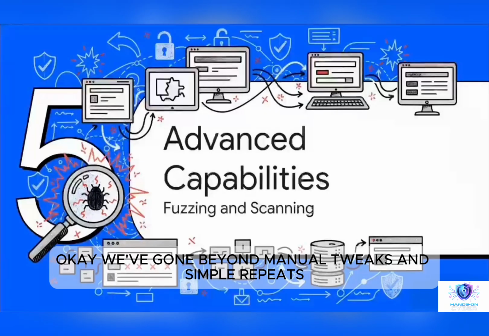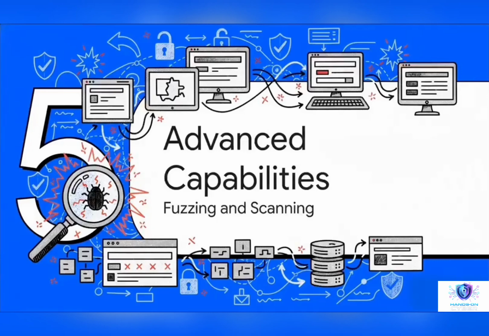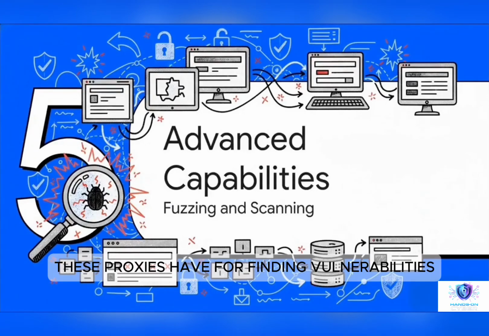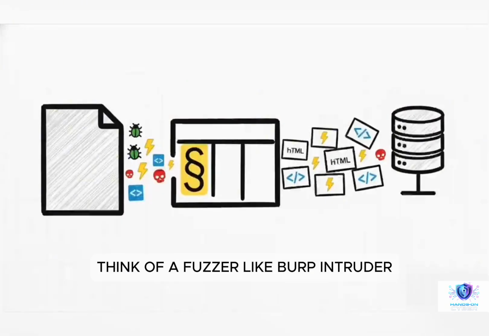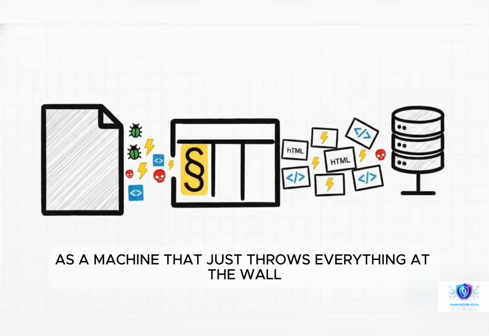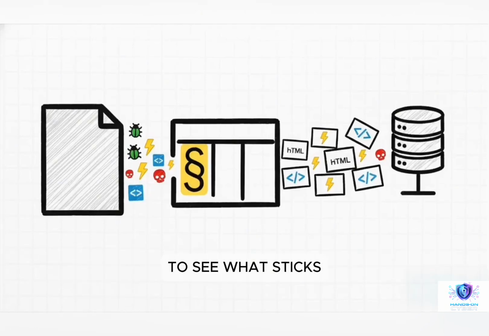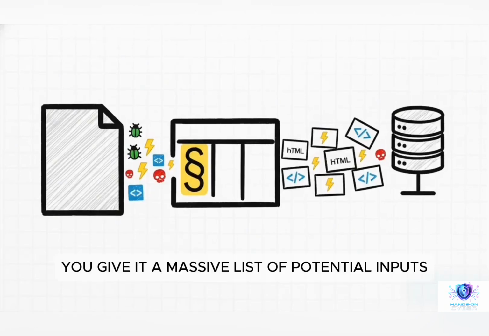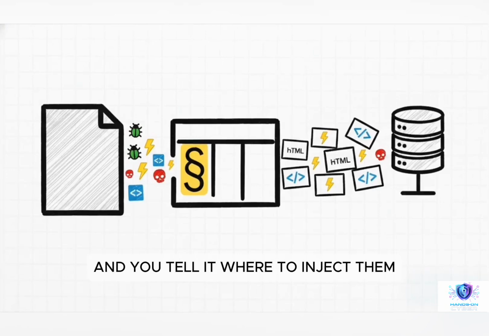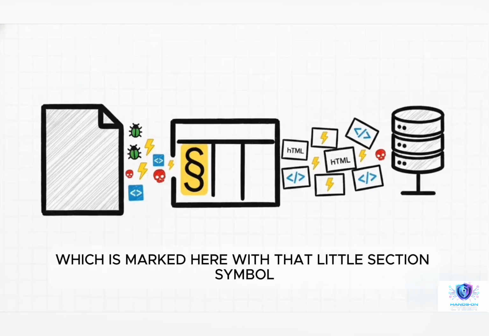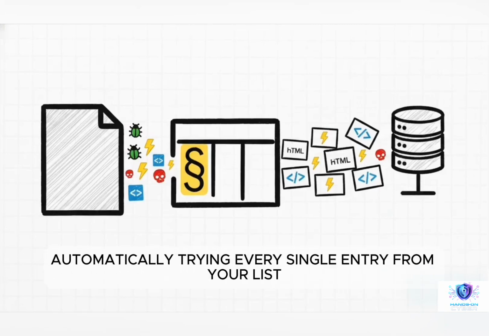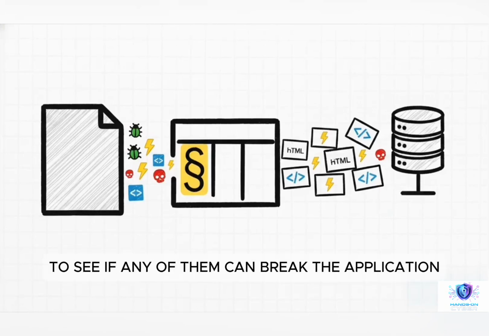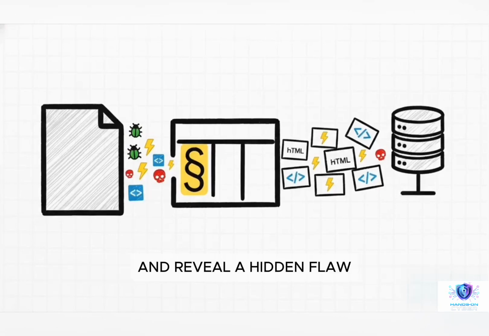Okay, we've gone beyond manual tweaks and simple repeats. Now let's talk about the big guns, the powerful engines these proxies have for finding vulnerabilities at scale. We're talking about fuzzing and scanning. Think of a fuzzer, like Burp Intruder, as a machine that just throws everything at the wall to see what sticks. You give it a massive list of potential inputs, we call that a word list, and you tell it where to inject them, which is marked here with that little section symbol. The fuzzer then sends thousands of requests automatically, trying every single entry from your list to see if any of them can break the application and reveal a hidden flaw.